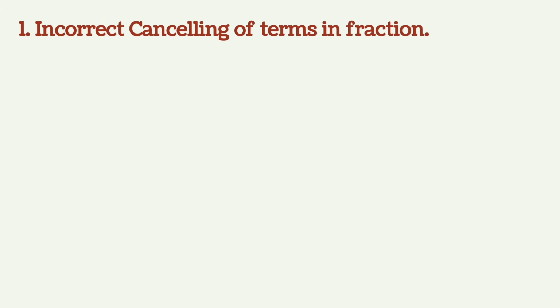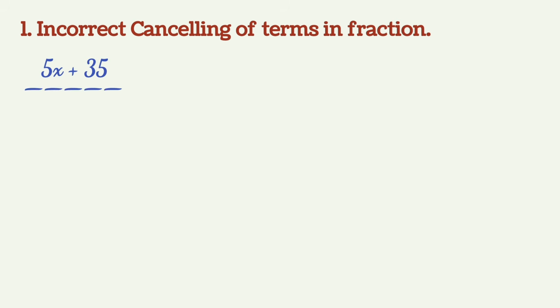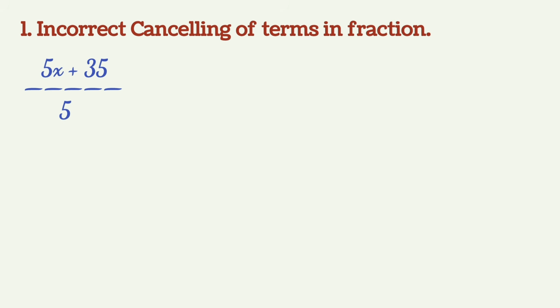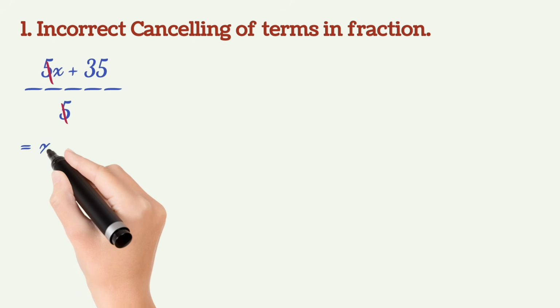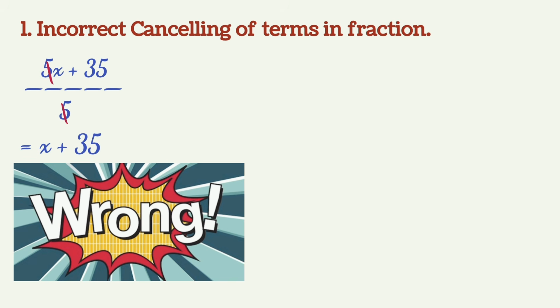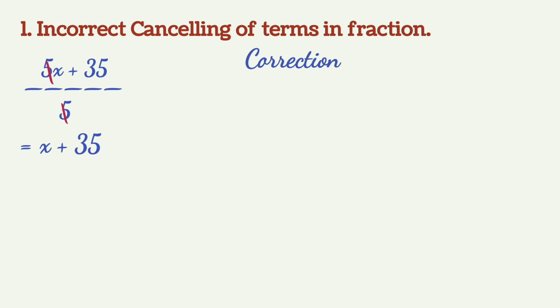Right? So let's see. What I have noticed, I would like to share with you, is incorrect cancelling of terms in a fraction. It is given 5x plus 35 by 5. Simply 5 cancel and you write the answer x plus 35. Is it correct? No, children, this is wrong. You can't do it this way.